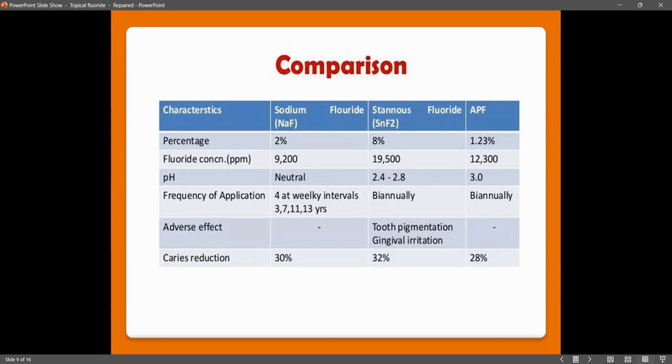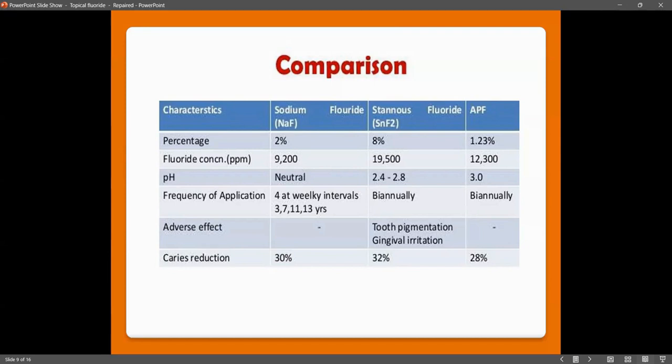For sodium fluoride, what is the percentage we use? 2%. And the fluoride concentration is 9,200 ppm. The pH is neutral. Frequency of application is 3 years, 7 years, 11 years, and 13 years. There's no adverse effect. There is 30% caries reduction.